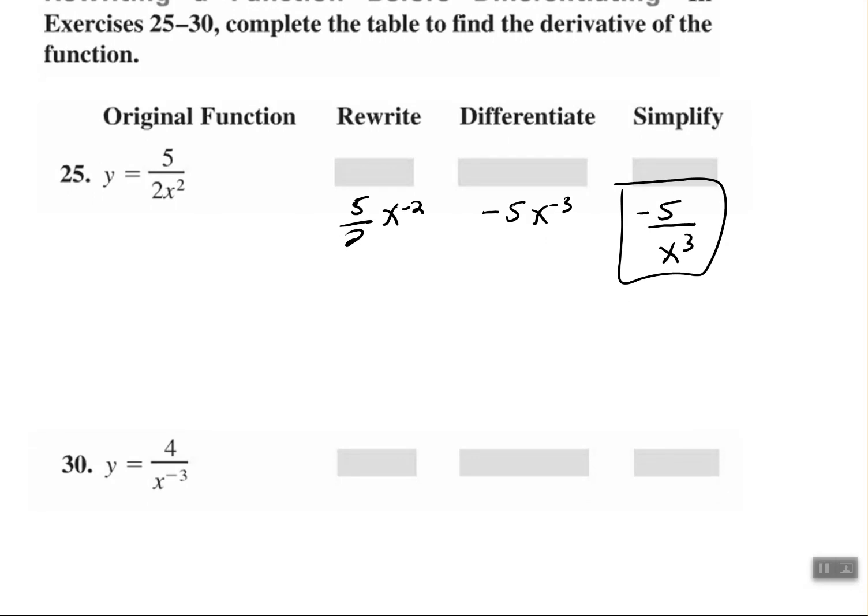Alright, so number 30, rewrite it. So 4 times x to the third power. Differentiate, so 3 times 4 is 12. Subtract 1 from the 3 is 2. And then simplify, it's already simplified, so we would write the same thing.